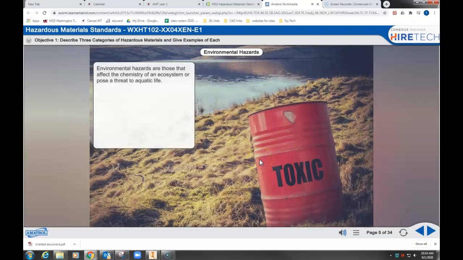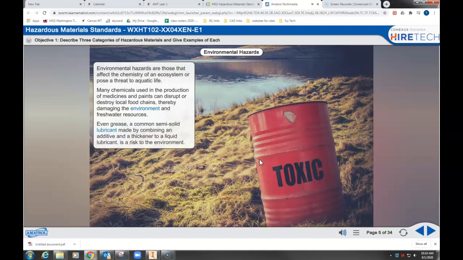Environmental hazards are those that affect the chemistry of an ecosystem or pose a threat to aquatic life. Many chemicals used in the production of medicines and paints can disrupt or destroy local food chains, thereby damaging the environment and freshwater resources. Even grease, a common semi-solid lubricant made by combining an additive and a thickener to a liquid lubricant, is a risk to the environment.